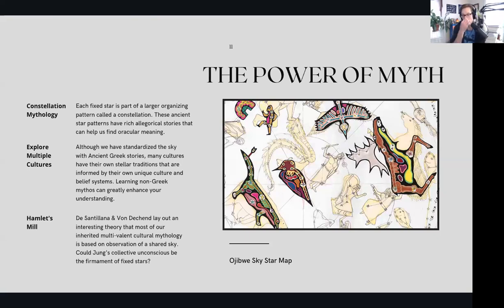Now, one thing I would recommend is exploring multiple cultures. And this is true for astrology as well. Although I will say you can spend a lifetime dissecting one culture and trying to wrap your head around it. I've started with the Greek understanding of the sky. We have sort of standardized the sky to the Greek constellations. So I think that is a good place to start with your understanding.